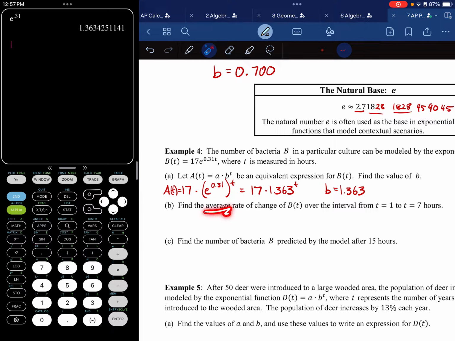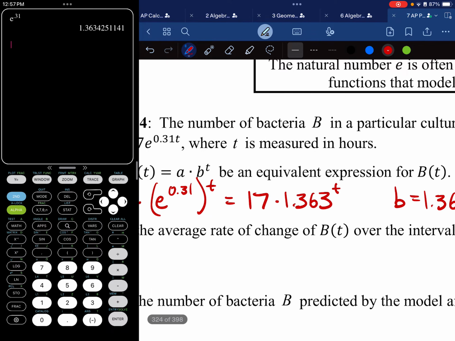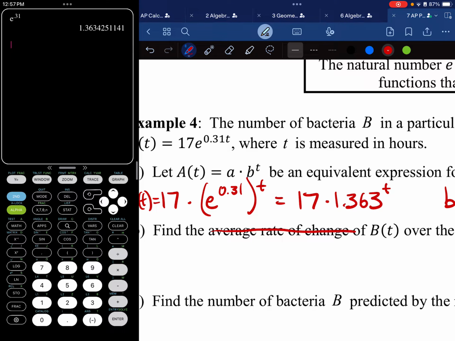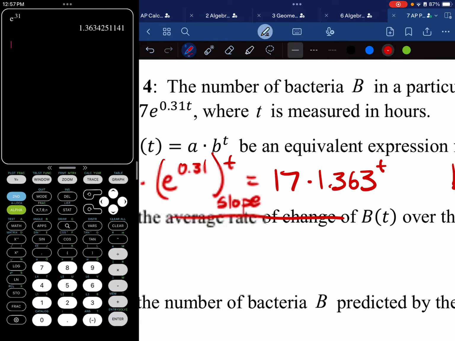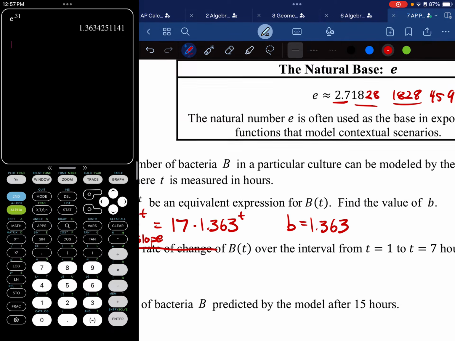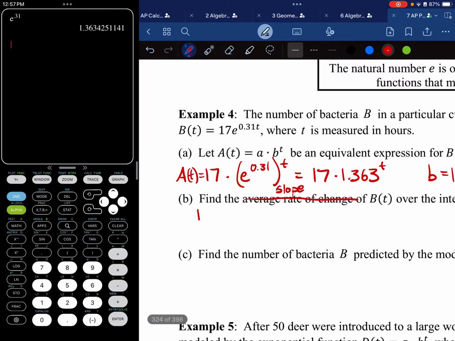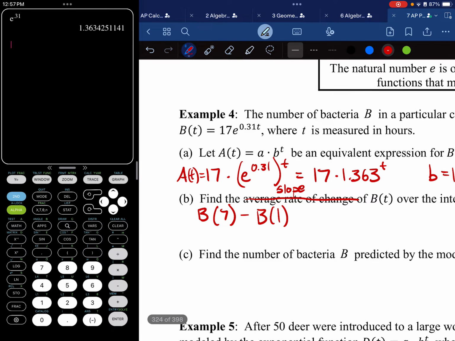All right, so find the average rate of change over 1 to 7. Okay, so this is just average rate of change. You want to cross this off. Every single time you see average rate of change, you want to change this to the word slope. Find the slope over that interval. So between 1 and 7, that's going to be b of 7 minus b of 1, all over 7 minus 1. Over and over, it's the same slope formula where it's the y coordinates divided by the input, the x coordinates. So b of 7, I don't know what that is, but I'm going to go ahead and plug it in.